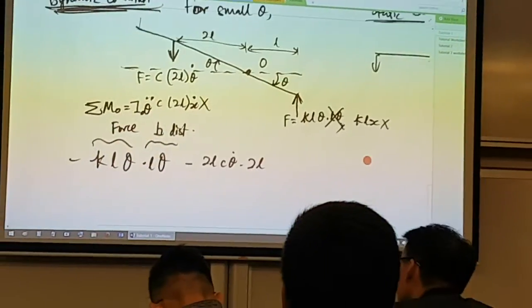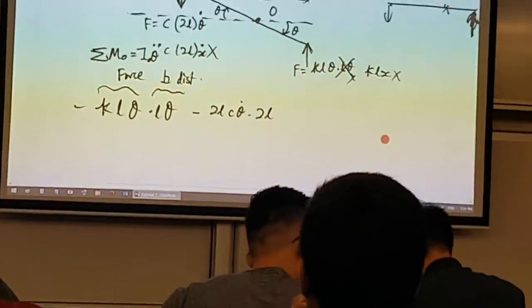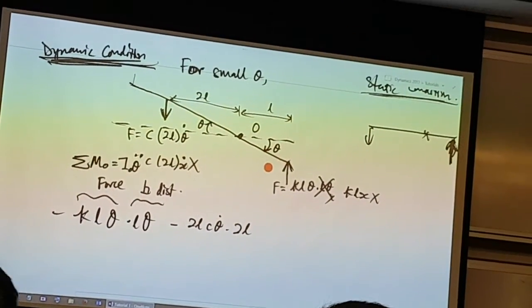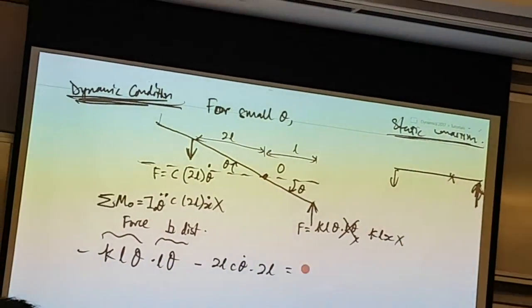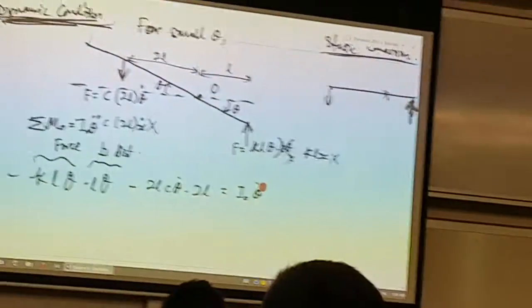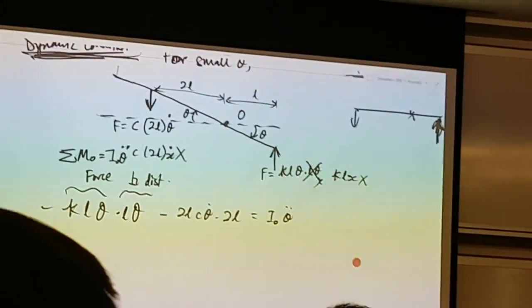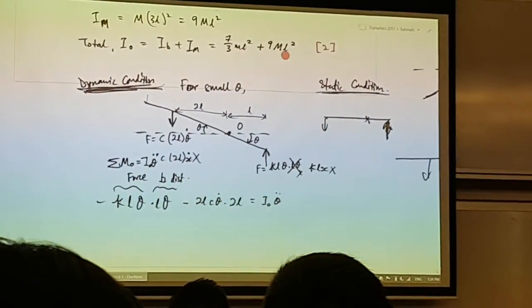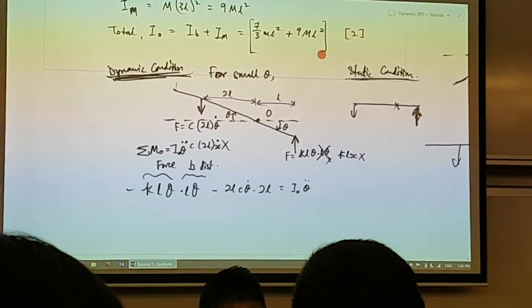Sin theta for small theta equals theta. So to get the moment, that takes care of the L sin 2 theta. Then the sin whole theta thing equals theta for small theta. I naught theta dot dot. So obviously this I naught is what we solved up there. This is my I naught.